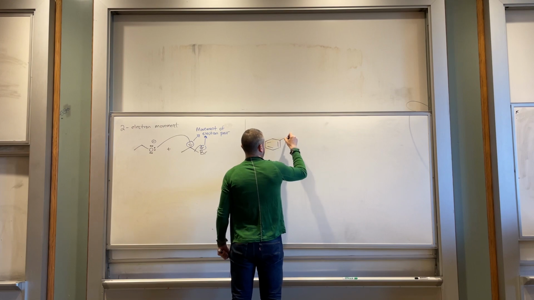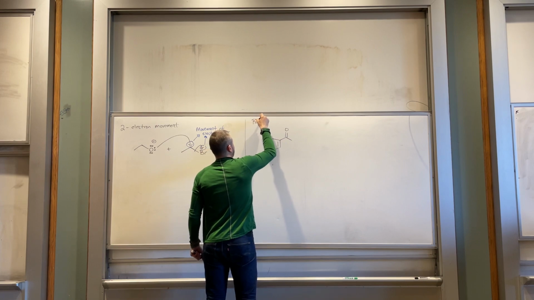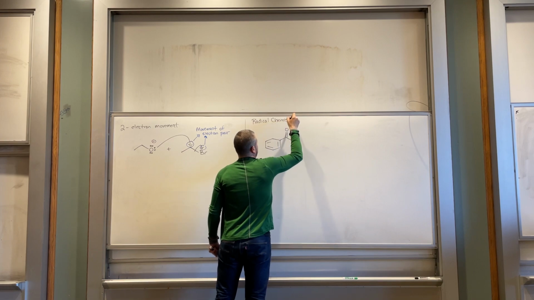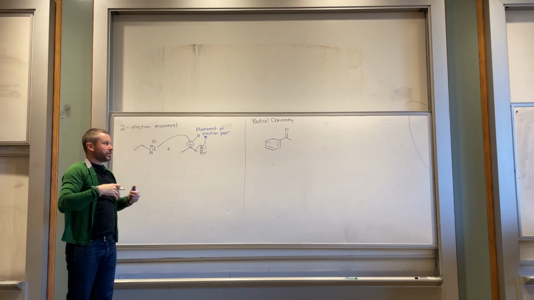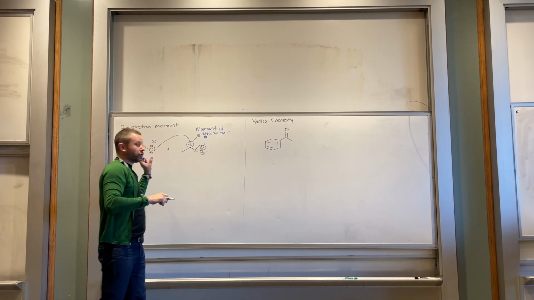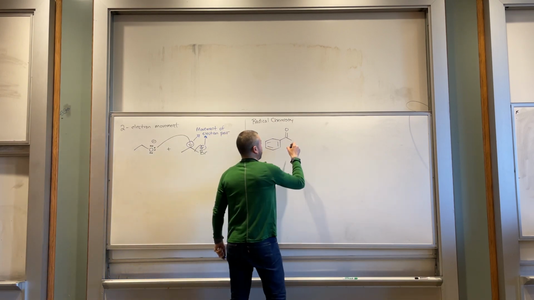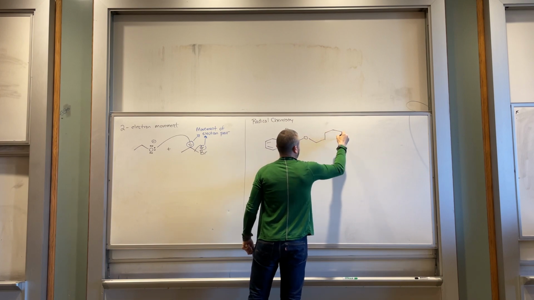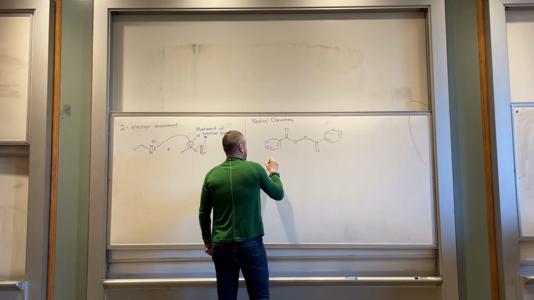There's a whole class of chemistry that we refer to as radical chemistry, where the mechanisms by which these reactions occur are not two electron heterolytic reactions, but are one electron reactions. Okay, so this is a molecule called dibenzoyl peroxide.